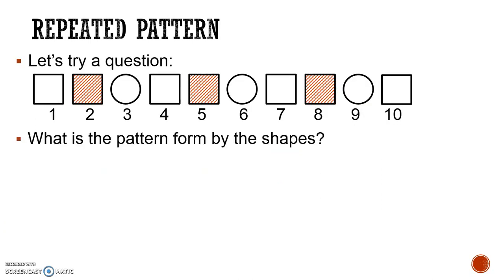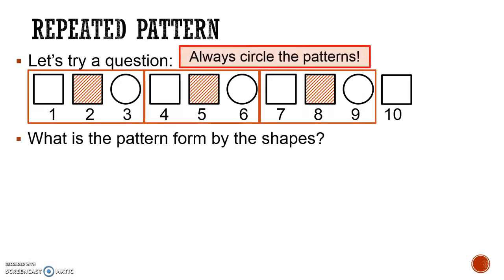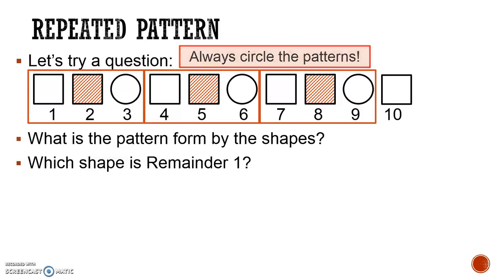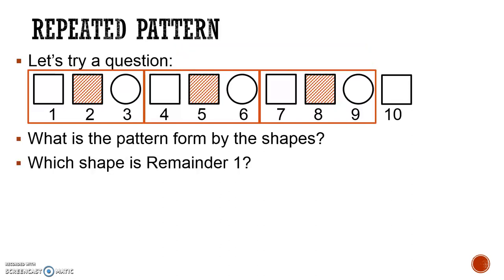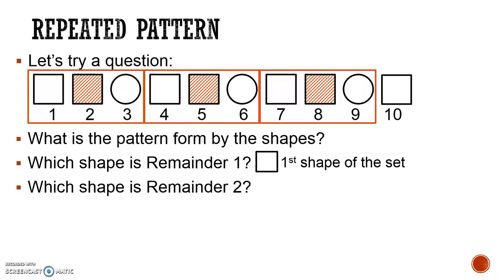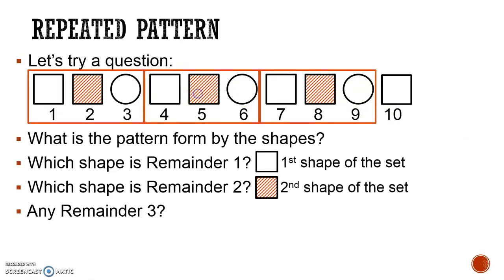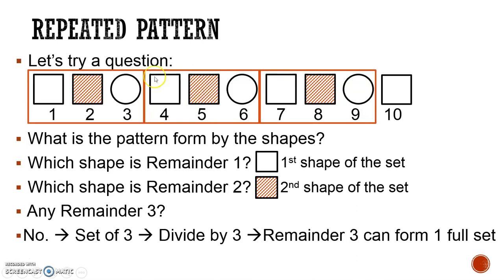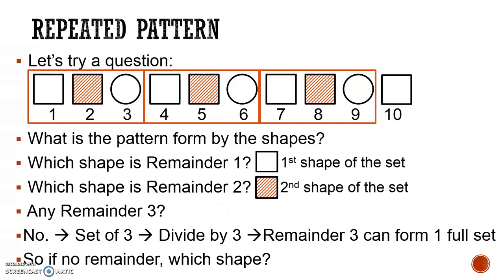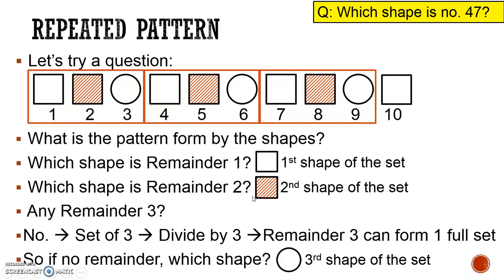Let's try a question. What is the pattern formed by the shapes? Did you get this? So again, always circle the patterns. Which shape is remainder 1? The white square. Remainder 2? This one. The shaded square. Any remainder 3? No, because each set is made up of 3 units. So if we divide by 3, there should not be any remainder. So if there's no remainder, which shape is it? The circle.